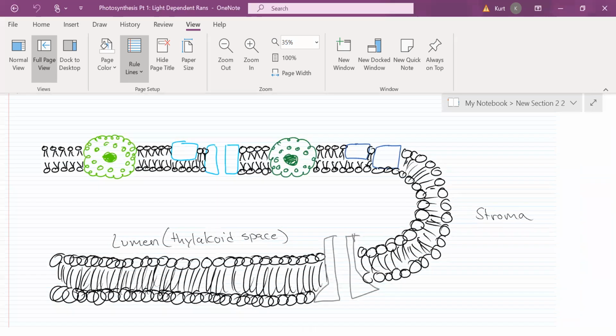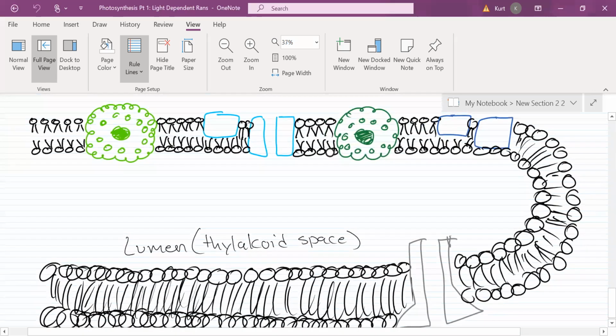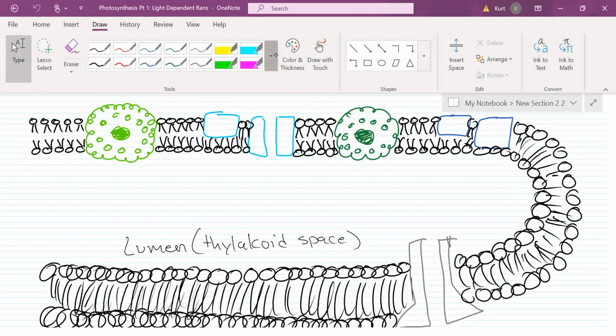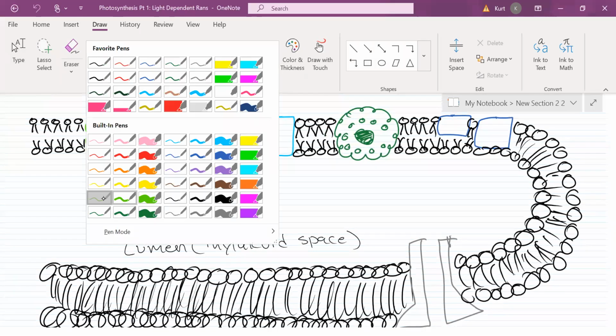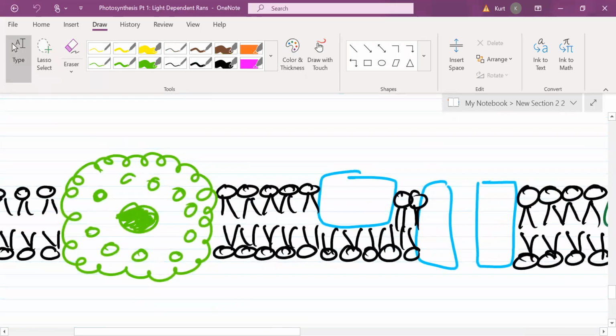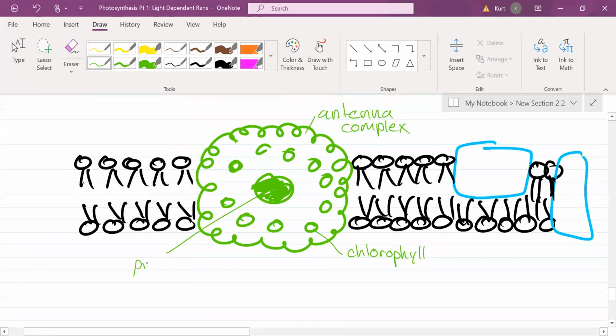So if you're sitting at home and you're watching this video and you don't have this drawn, pause the video and copy this entire image. What we're going to do now is we're going to label it. So this first structure here is called an antenna complex. These little circles are chlorophyll, it's pigment. And this dark center in the middle is called the primary electron acceptor.